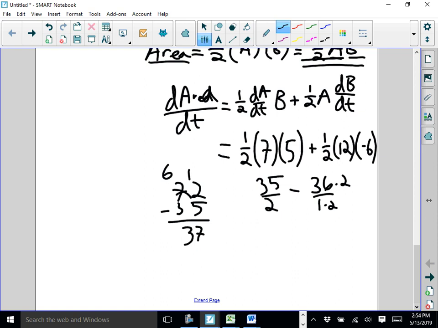Since the d area dt is negative, that means the area of the triangle is decreasing at that instant. So the area is getting smaller at that time.